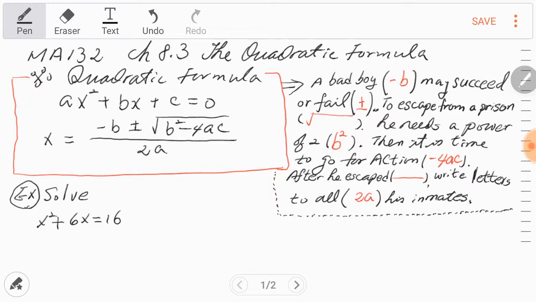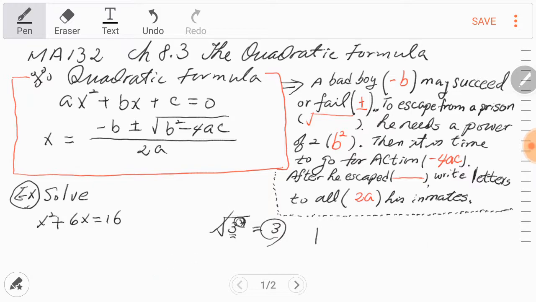One good method: I wrote a little story on the right side of the screen. The formula is negative b plus or minus. So negative b has some kind of bad image, so I would say bad boy. A bad boy may succeed or fail if he tries to escape from a prison. Do you remember that in order to break the square root, the factor 3 needs a power of 2? If the exponent is 2, then he can break the square root and it becomes 3.